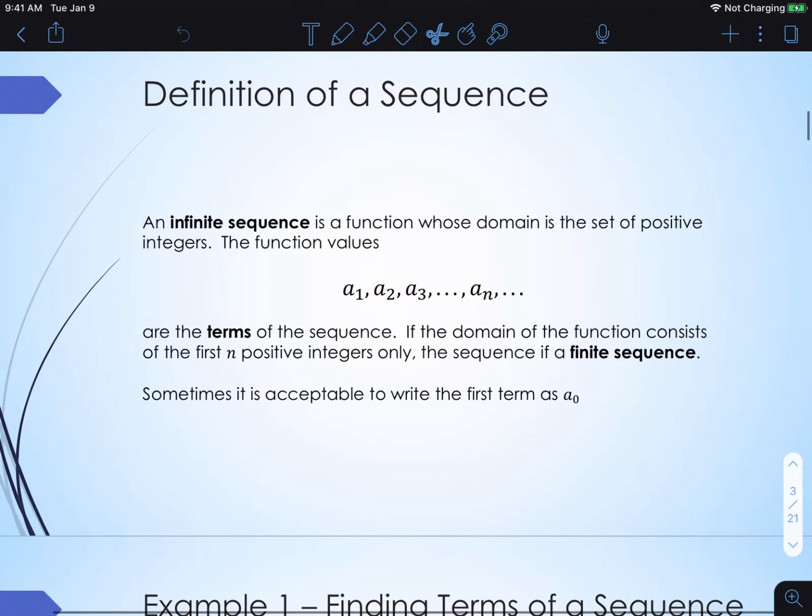So let's start off with the definition of a sequence. An infinite sequence is a function whose domain is the set of all positive integers, and the function values then are denoted a sub 1, a sub 2, a sub 3, and on and on to a sub n, and even beyond. Those are the terms of the sequence, and if the domain of the function consists of the first n positive integers only, then the sequence is referred to as a finite sequence. And sometimes it's acceptable to use the first term and label it as a sub 0.